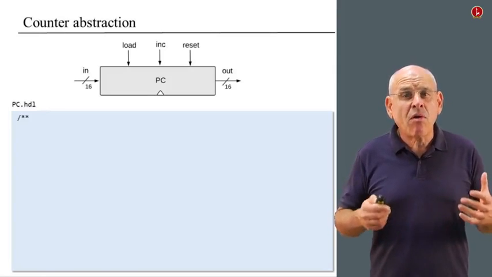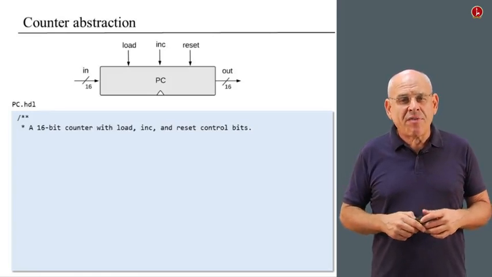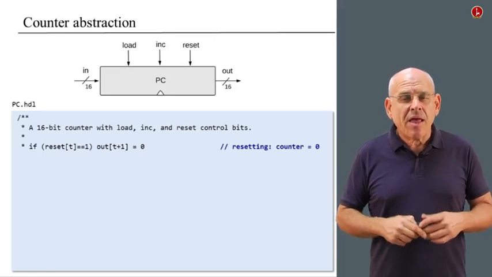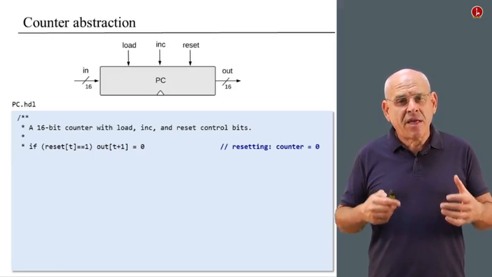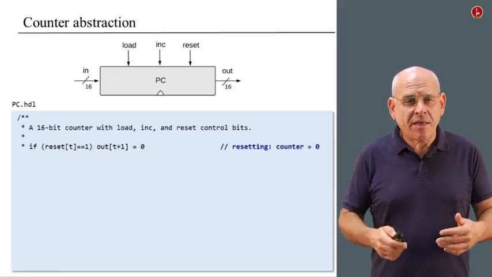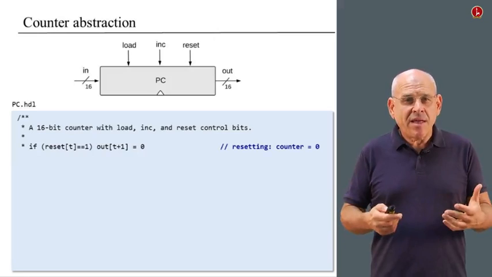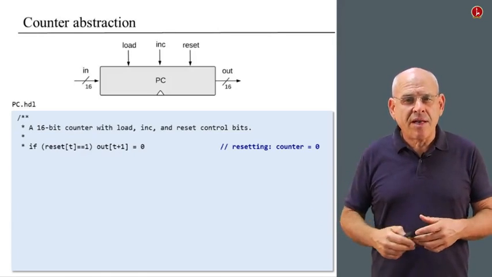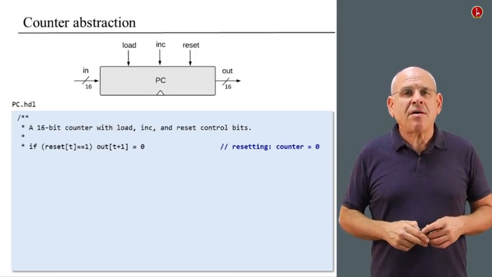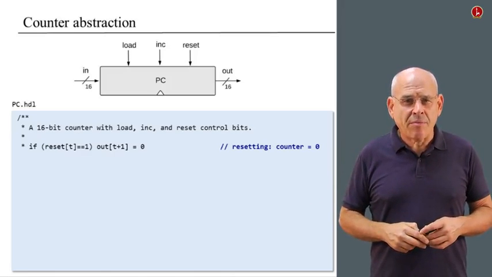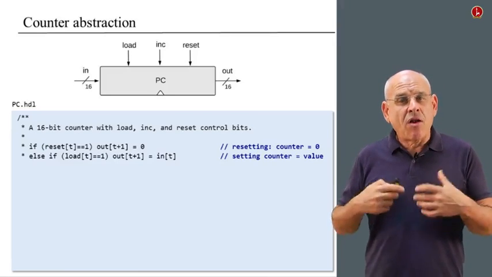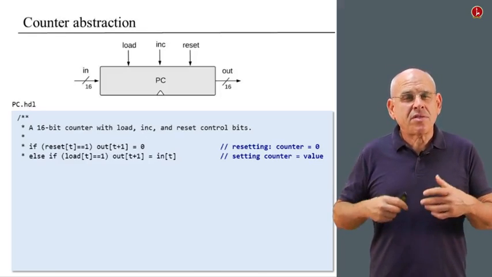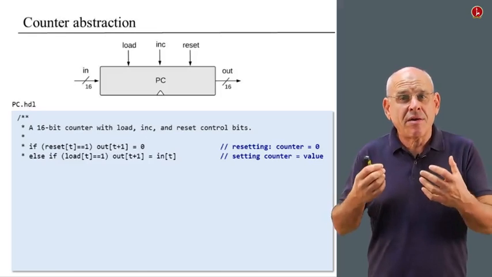Well, here is a more formal description of the desired operation of this 16-bit counter. If the reset bit equals 1, if the reset bit is asserted, in that case I want the counter to emit 0. So in the next cycle, the counter will emit the number 0. If the load bit is asserted, in that case I want to set the counter to a particular value.